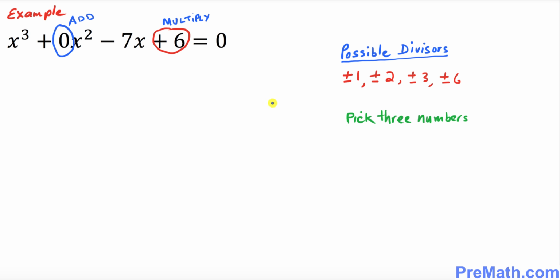So the next step is I want you to look at this cubic equation. Since the highest degree is 3, we must have at most 3 solutions. So we're going to pick 3 feasible numbers among these possible divisors that if you add them, that's gonna give you this number 0, and if you multiply them, that's gonna give you this positive 6. So now ask yourself, what are those numbers among these ones?